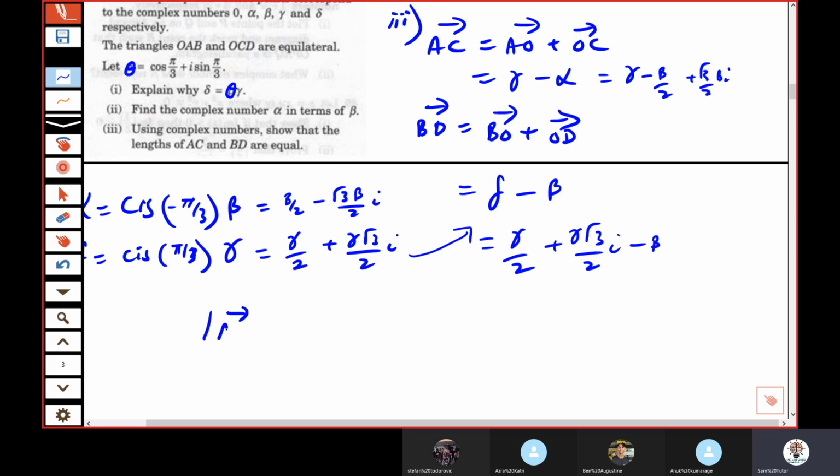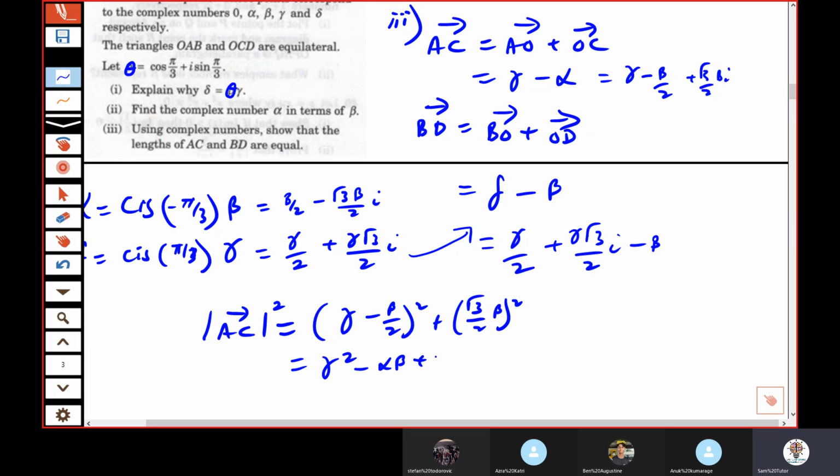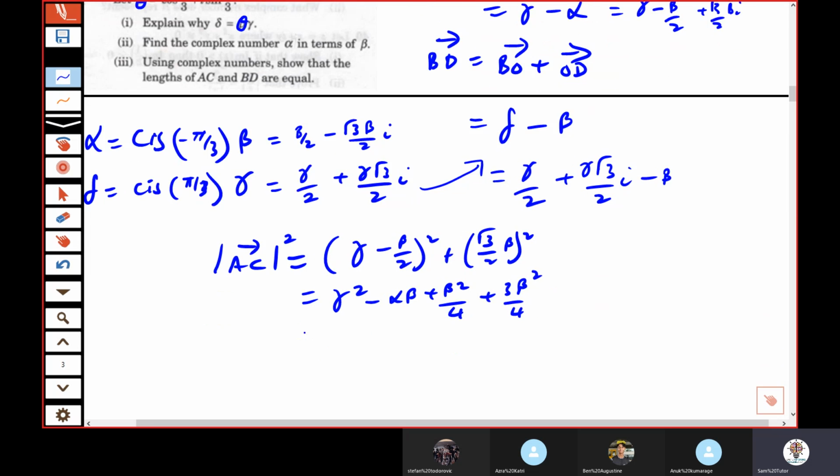Modulus of AC equals... squared. Let's write squared here. So I'm going to use the square root. Gamma minus beta on 2 squared plus root 3 on 2 beta squared, which becomes gamma squared minus 2 times alpha beta gamma, so that becomes just alpha beta plus beta squared on 4 plus 3 beta on 4 squared. That becomes gamma squared minus alpha beta. A quarter plus 3/4 is 1 whole. There we go. And then you got to square root it.